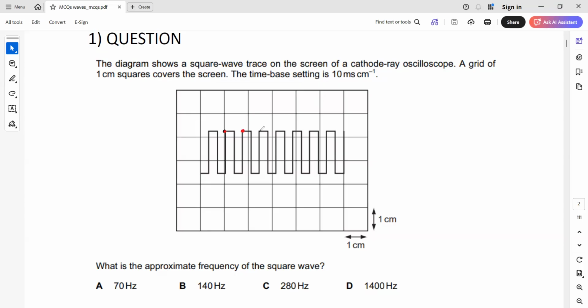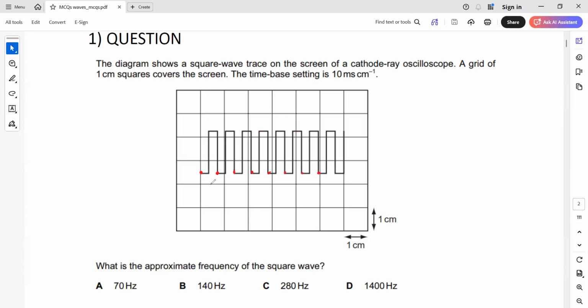So this is one vibration. This is the second vibration. This is the third vibration. This is the fourth, fifth, sixth, and approximately seven vibrations are there. Or you can also take this as a starting point: one vibration, two, three, four, five, six, seven.